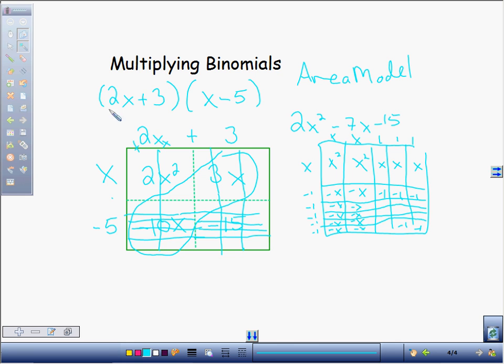All right. So the other method, 2x plus 3 times x minus 5. Can you show us this method again? Yeah, I'll give you some more practice, but first I'm going to show you some other ways.